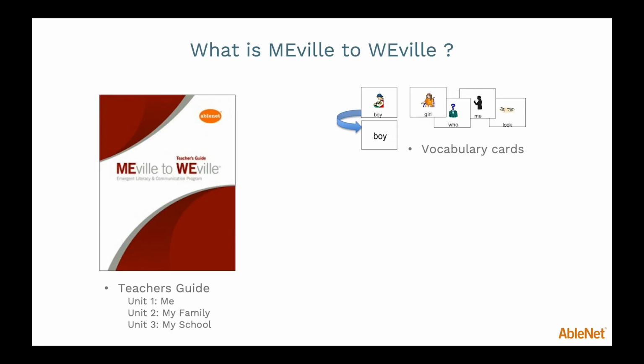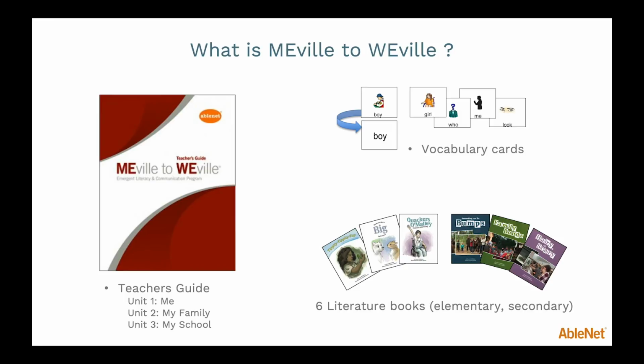There are also 6 literature books, 3 books with drawings that appeal more to primary learners, and 3 books with photos geared towards older secondary age learners. Students use the book to interact with the text for the purpose of gaining concepts of print skills. These have been written to encourage discussion, interaction with the pictures and story, and to support specific portions of the lessons.